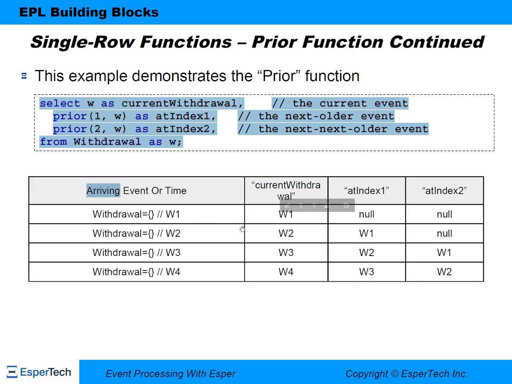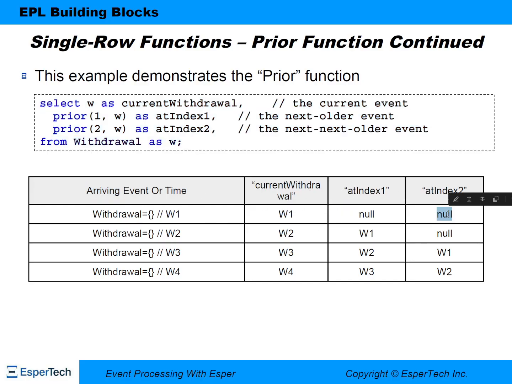The table below is the output for a scenario of withdrawal events arriving. A withdrawal event arrives, labeled as W1. The current withdrawal column is W1, the at index 1 is null, the at index 2 is null. A withdrawal event arrives, labeled as W2. The current withdrawal column is W2, the at index 1 is W1, the at index 2 is null.